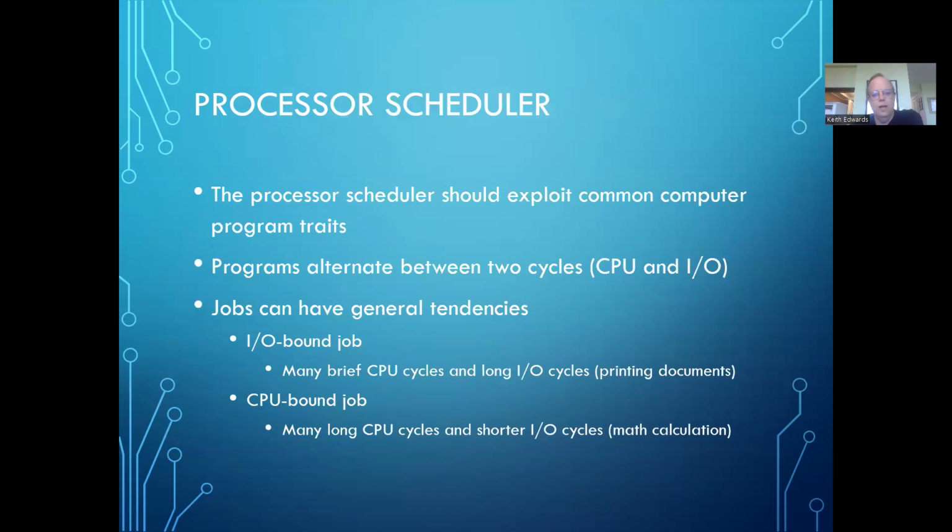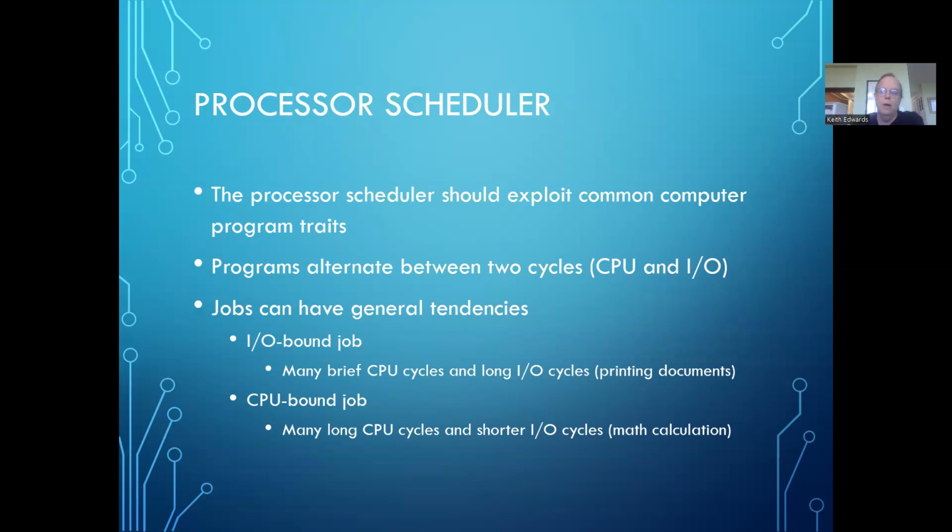It should also exploit common computer program traits. And again, programs alternate between these two cycles, CPU and IO intensive. So they can have general tendencies. Maybe a job is more IO intensive, or maybe it's more CPU intensive. But in general, they alternate between those two cycles.